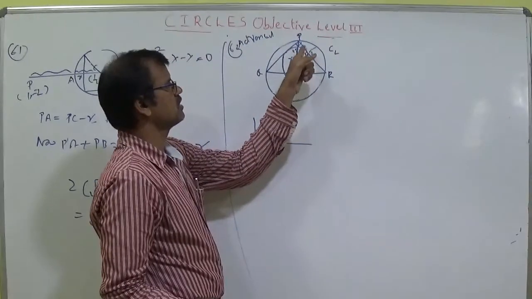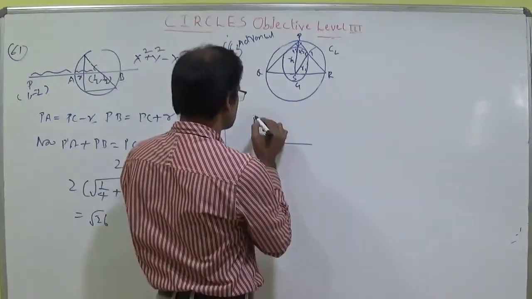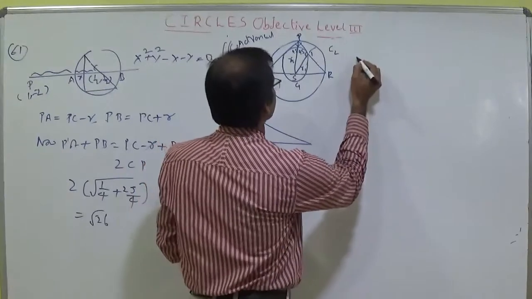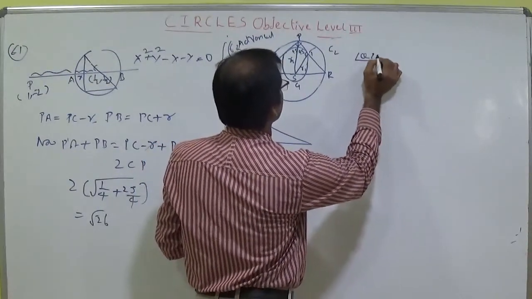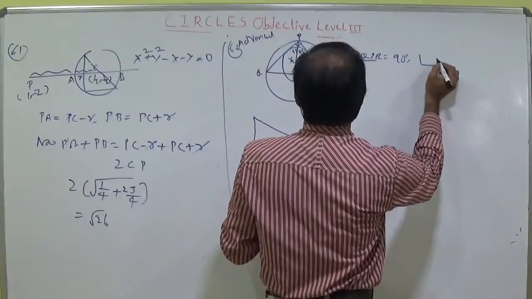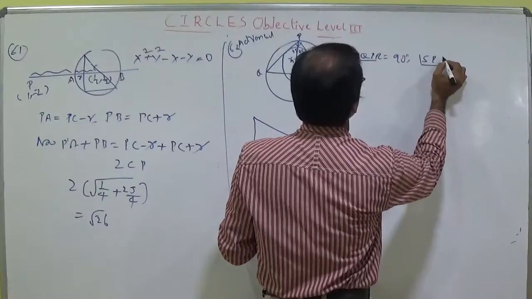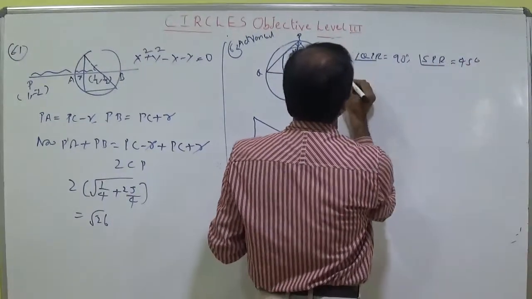ST here, angle PTS is a semicircle concept. Description: I am writing. Angle QPR is equal to 90 degrees. Angle SPR is equal to 45 degrees.